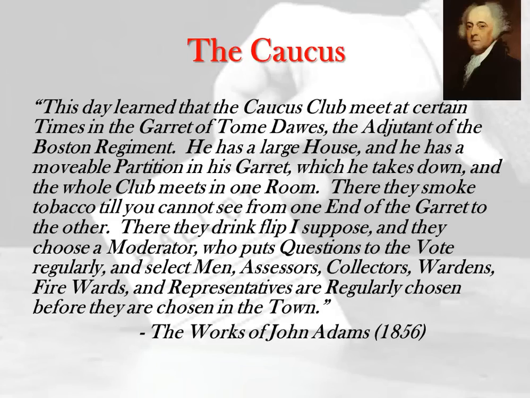"This day learn that the caucus club meets at certain times in the garret of Tom Dawes, the adjutant of the Boston regiment. He has a large house, and he has a movable partition in his garret, which he takes down, and the whole club meets in one room. There they smoke tobacco till you cannot see from one end of the garret to the other. There they drink flip, I suppose, and they choose a moderator, who puts questions to the vote regularly, and selectmen, assessors, collectors, wardens, fire wards, and representatives are regularly chosen before they are chosen in the town." The Works of John Adams, 1856.